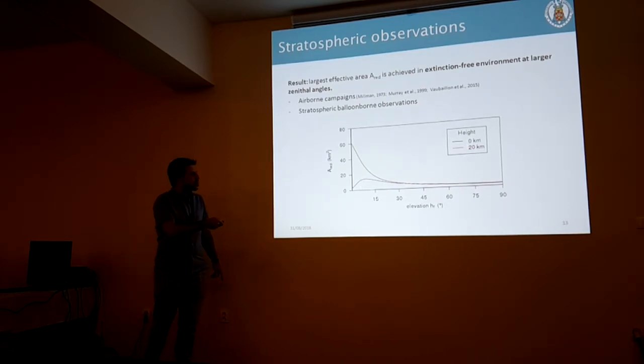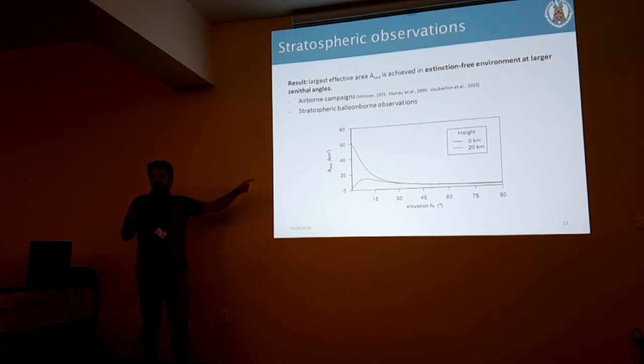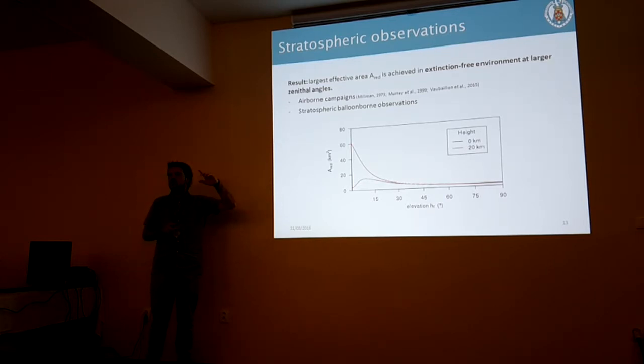At 0 kilometers, this is for R2. It depends on the population index, but you see that closer to the horizon is better, but not exactly at 0. However, when you go up to 20 kilometers of elevation, the closest is the best.